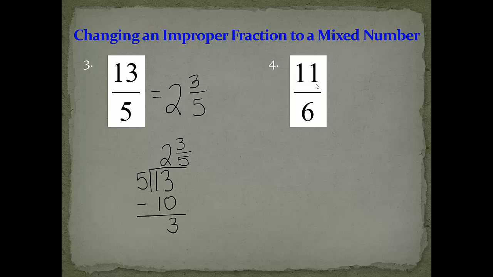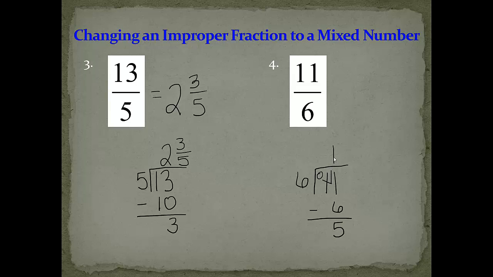We will take the numerator, which is 11, and divide it by our denominator, which is 6. So we have 11 divided by 6, and 6 goes into 11 one time. 1 times 6 is 6, and now we're going to subtract. 1 minus 6 we cannot do, so we need to borrow from our 1, which is now 0, and this 1 becomes an 11. So 11 minus 6 is 5.